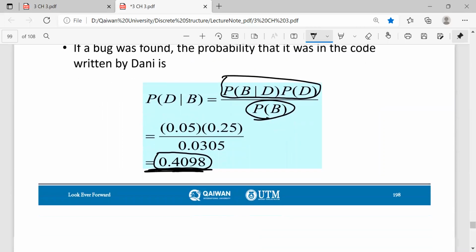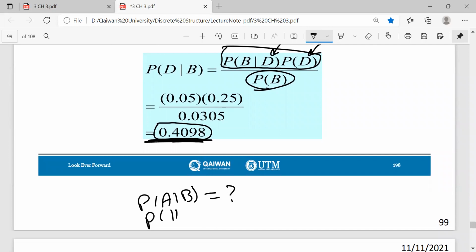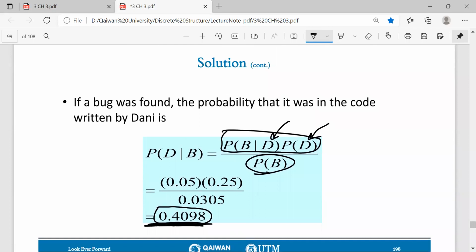How about the probability of A given B? A given B equals what? Here only the numerator is going to be changed. We just replace D by A in the numerator. Here, this becomes A and this becomes A. How about H? Probability of H given B. And here, we just replace this by H or by A.